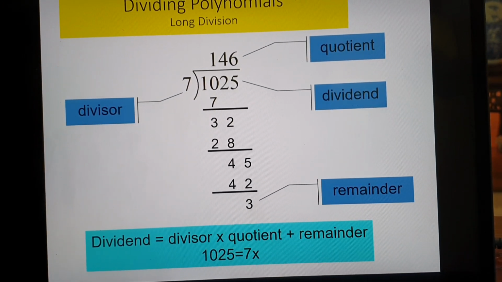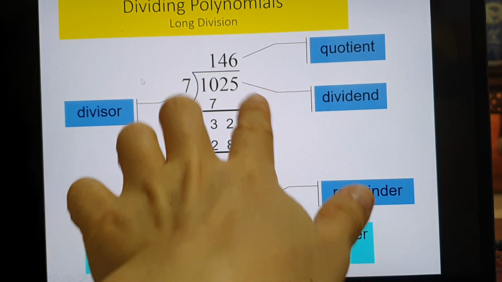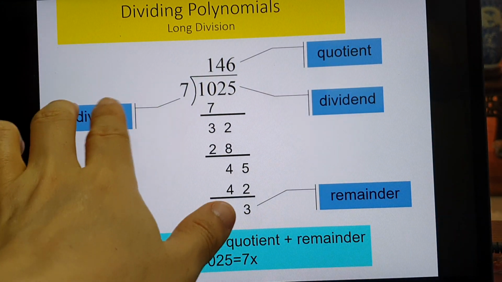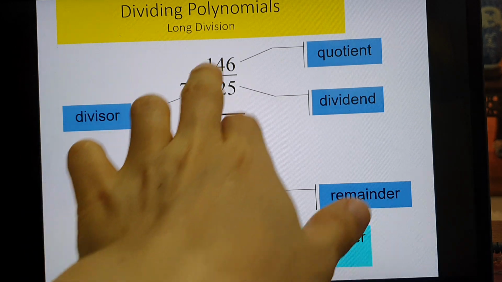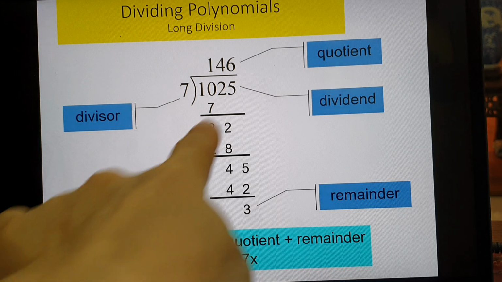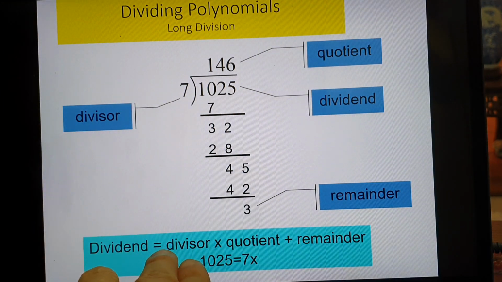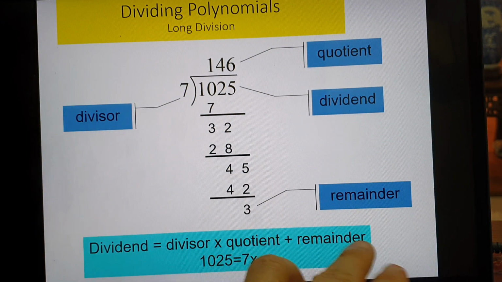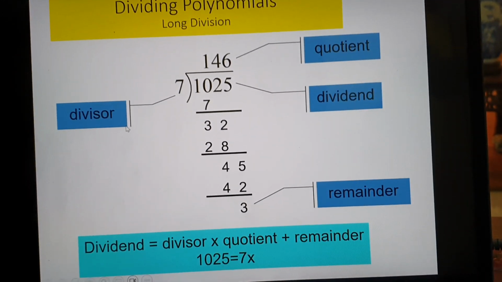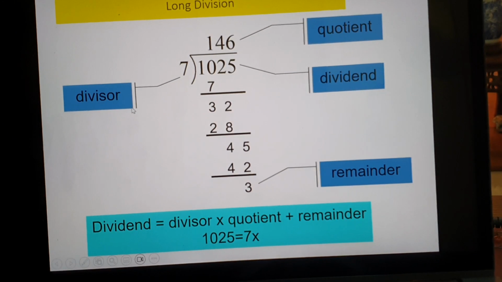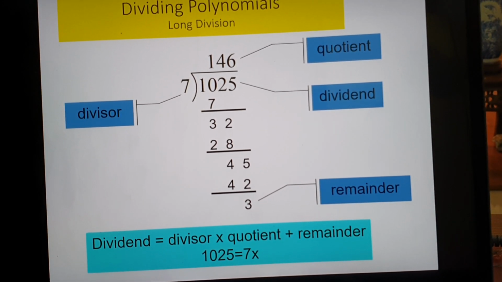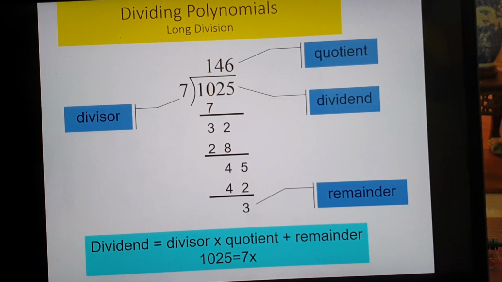Now, these are just some terms. The original number is called the dividend. Then you divide by the divisor. This remainder everybody knows, and the result here is the quotient. So the dividend, which is the original number, is the divisor times the quotient plus the remainder. This is important, as you have seen, there are questions like this that we have done before, and it's important to know the relationship.